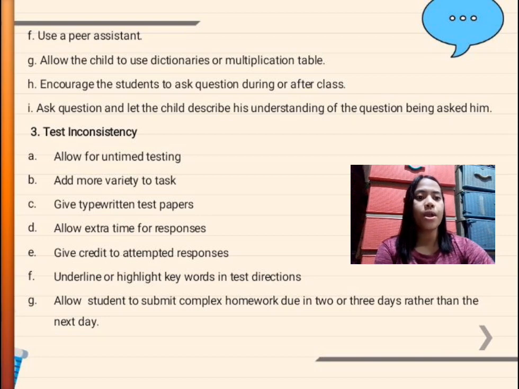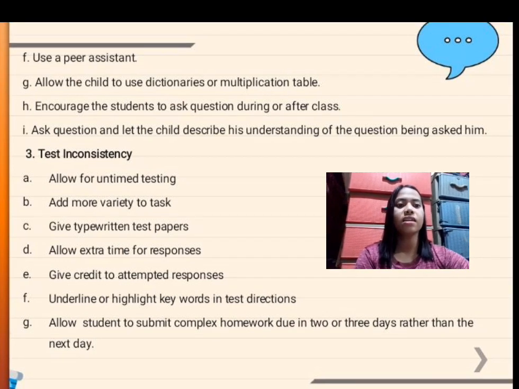F. Use peer assistance. G. Allow the child to use dictionaries or a multiplication table. H. Encourage students to ask questions during or after class. I. Ask a question and let the child describe his understanding of the question being asked.